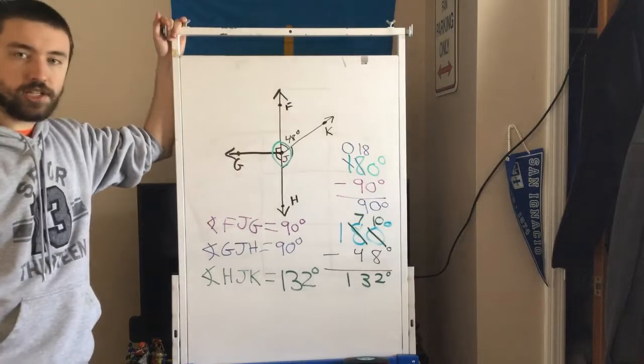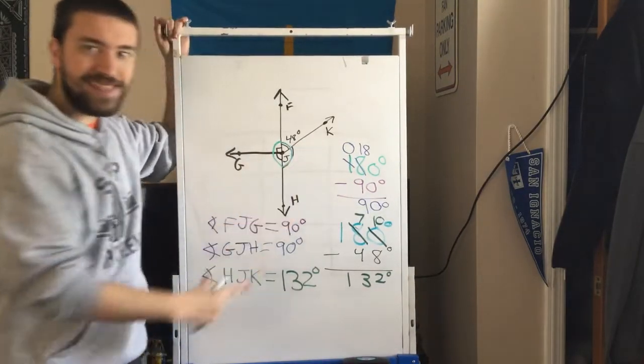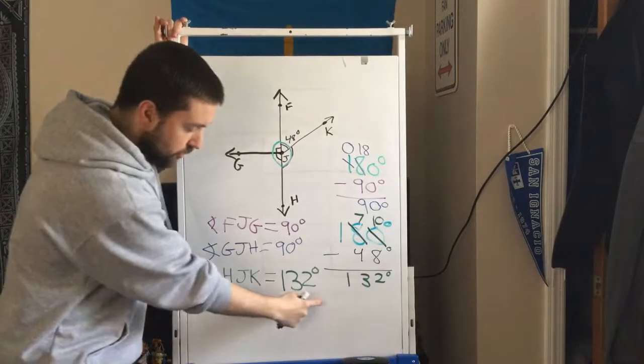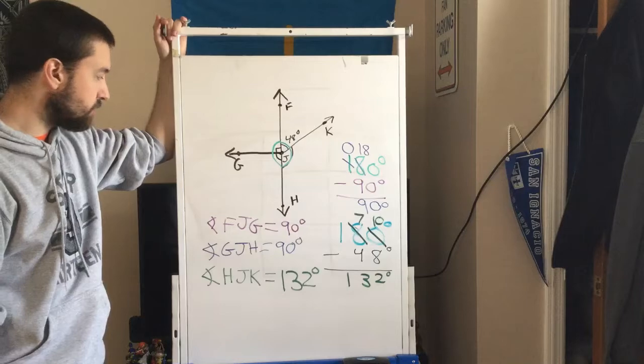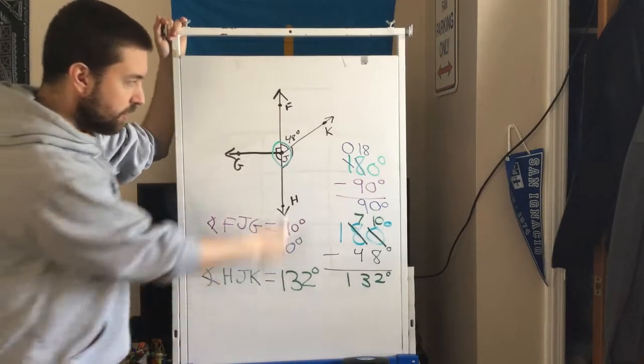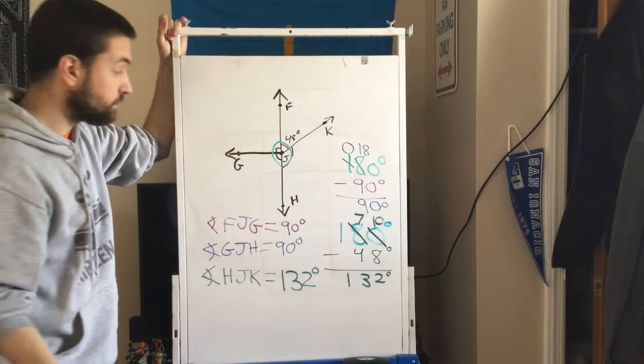And now just to check to make sure my angles make sense, this is definitely an obtuse angle. Look how big this is. 132 is more than 90. So that makes sense. We found an obtuse angle, we have an obtuse measurement. This angle is small. They already told us it was 48, so we already know it's an acute angle.